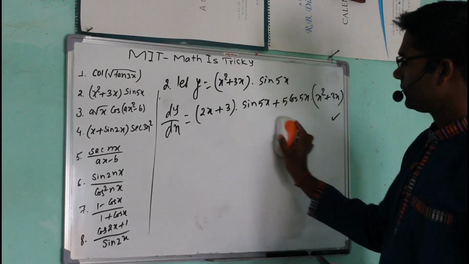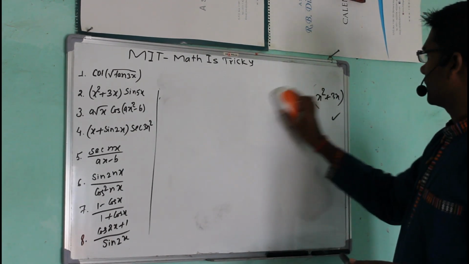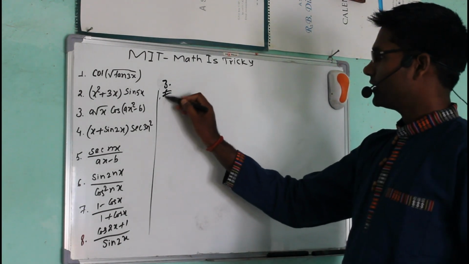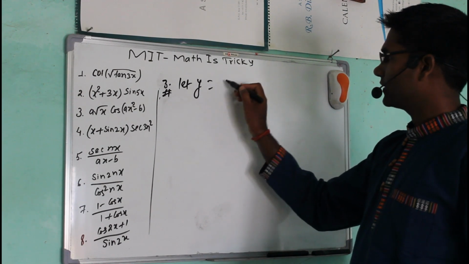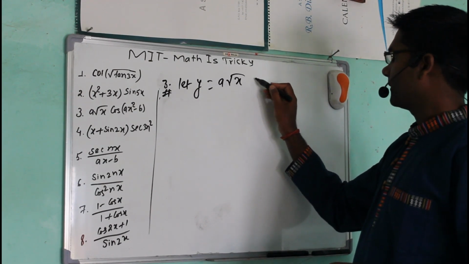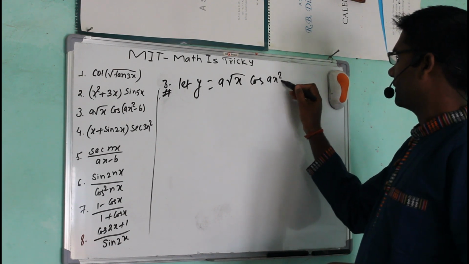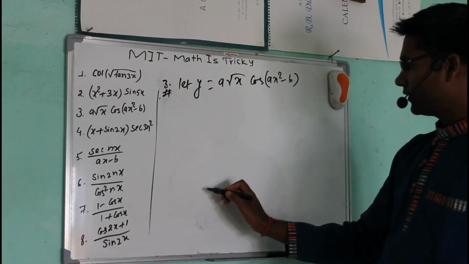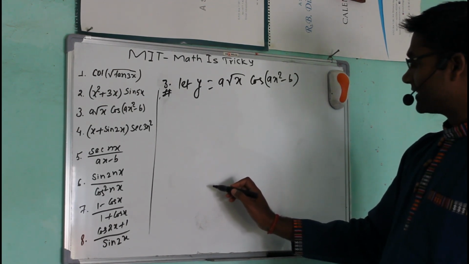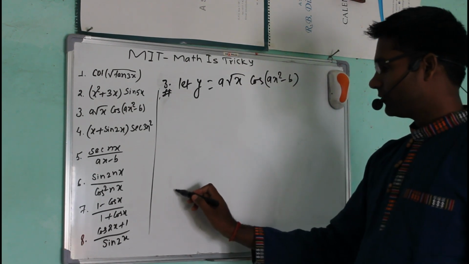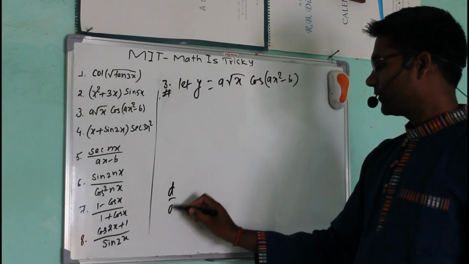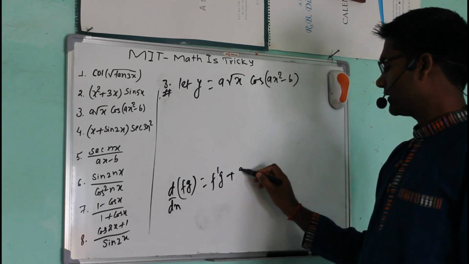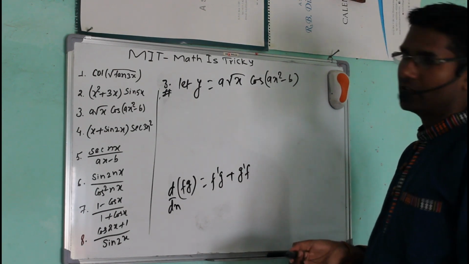Let me take another question, question number 3. If you understand, it's so simple and we can easily solve the problem. Question number 3: let y equals a root x cos of (ax square minus b). Again we can see it is in the form of a product of two functions, so we can use the product rule. Again the same formula: the derivative of fg will be simply f dash g plus g dash f. This is the rule I'm going to use.